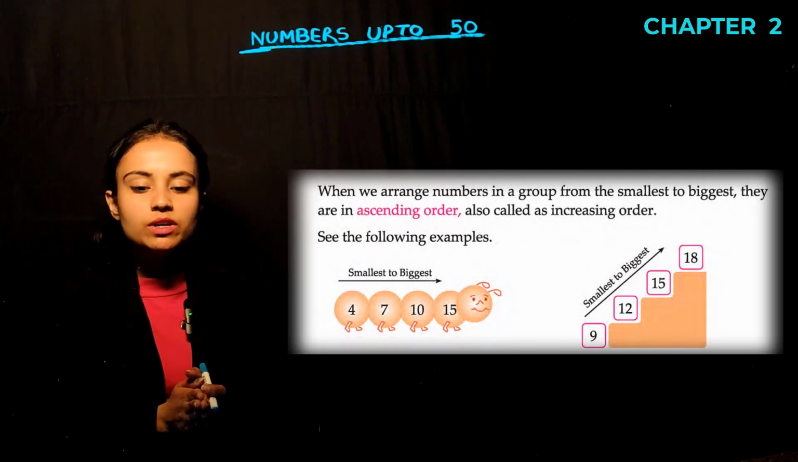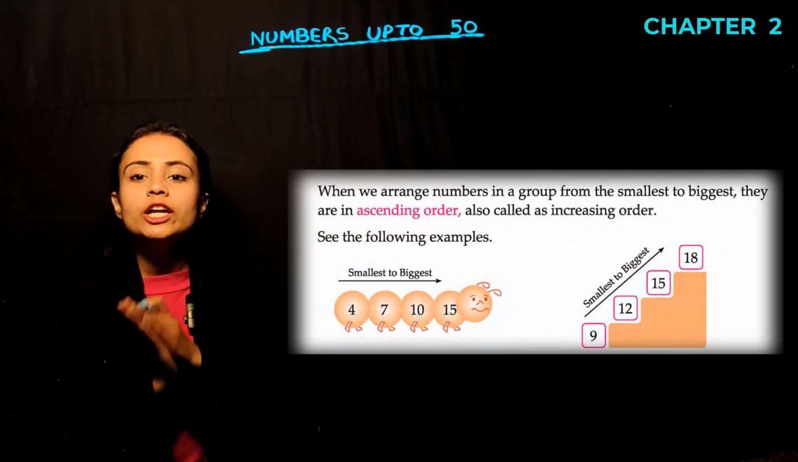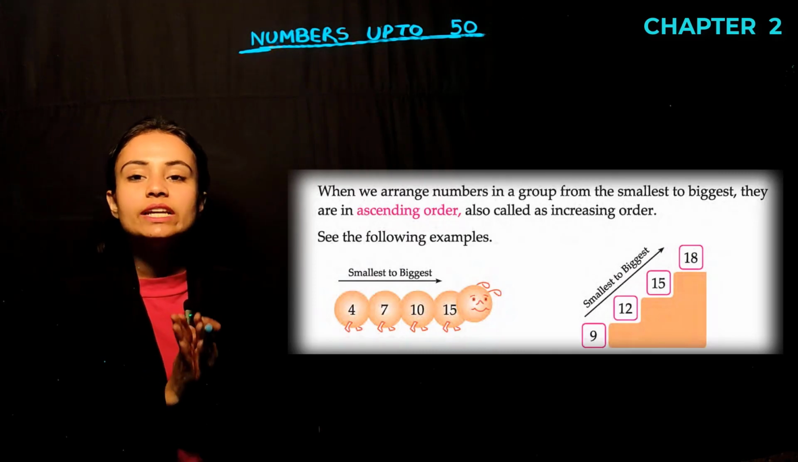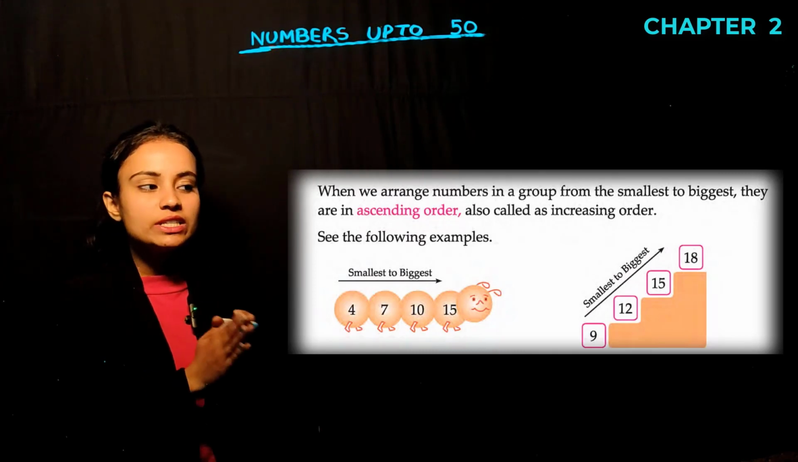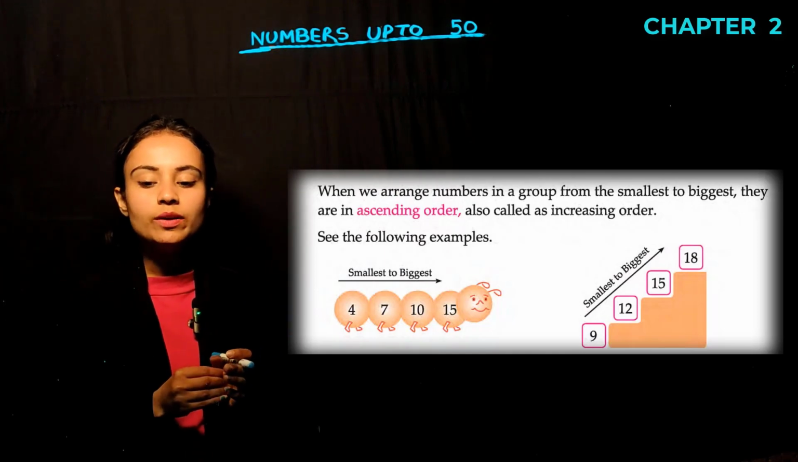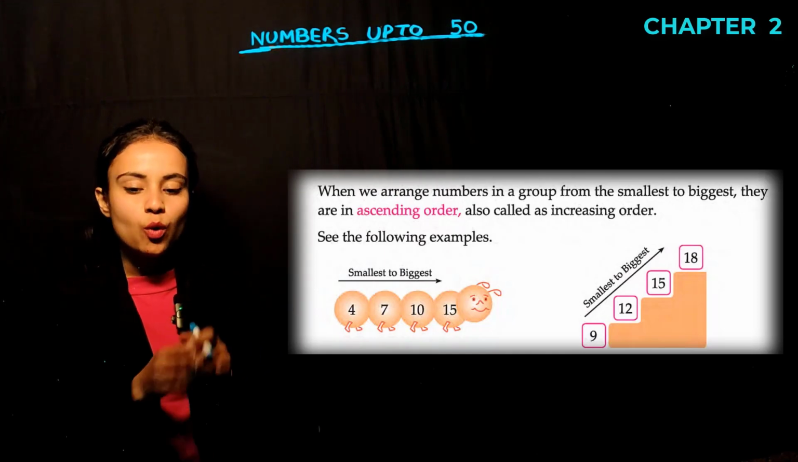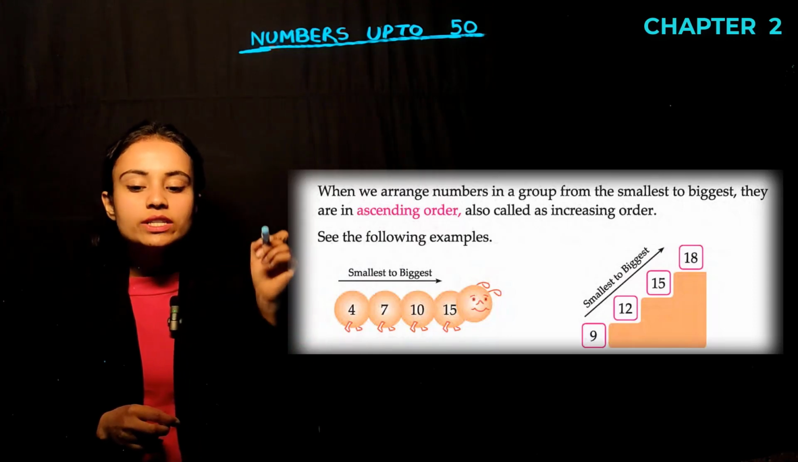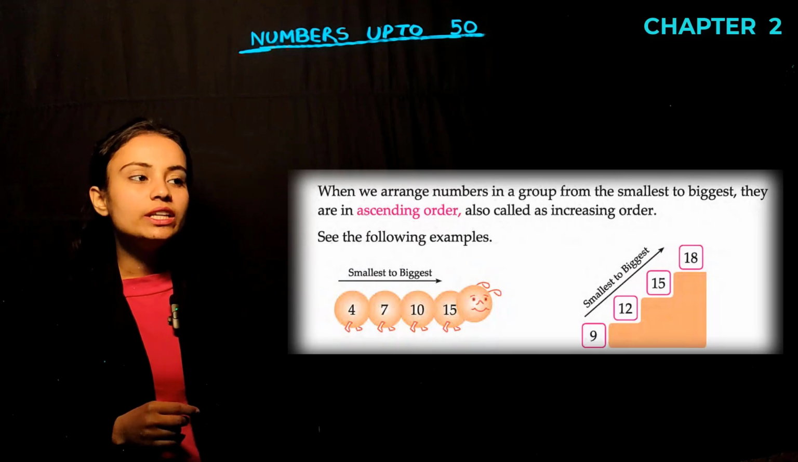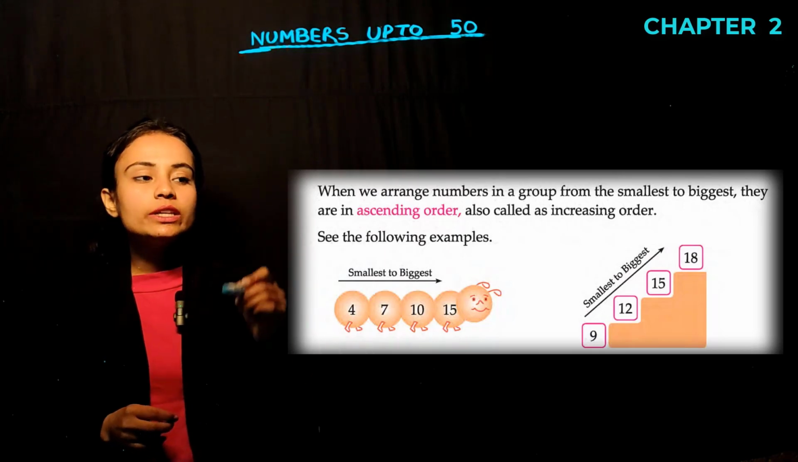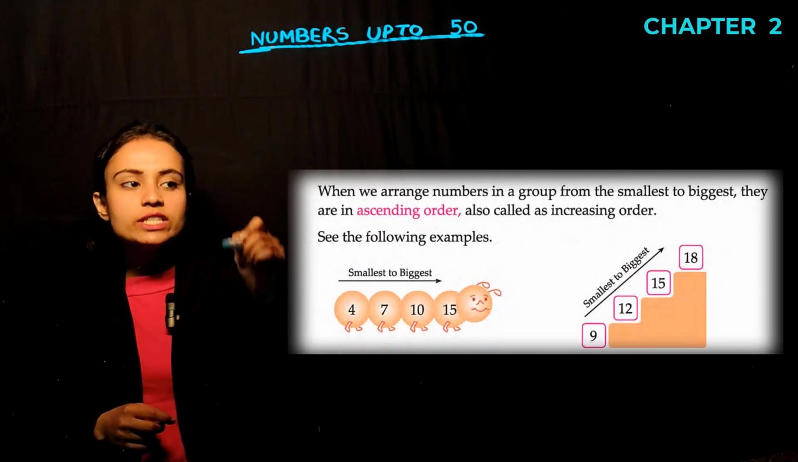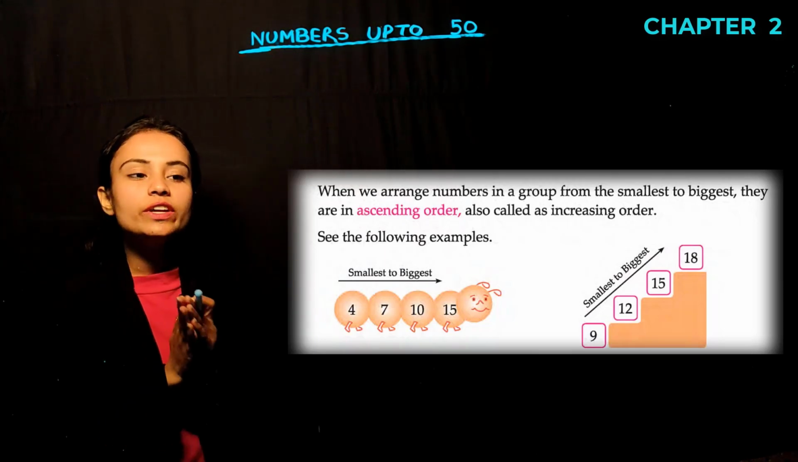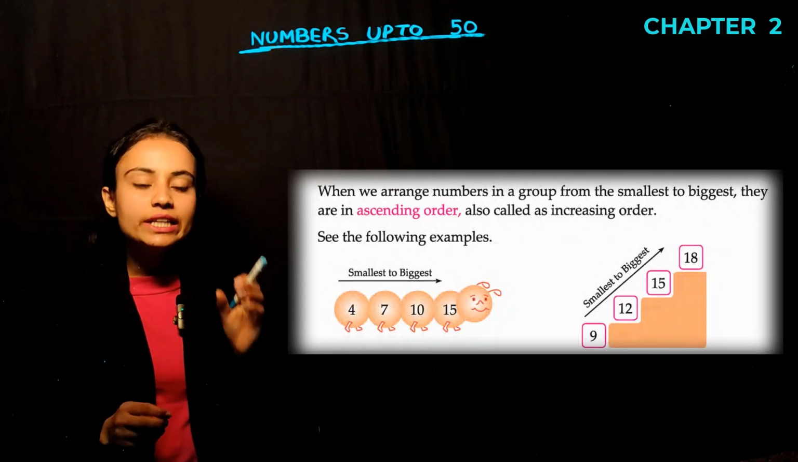When we arrange numbers in a group from smallest to biggest, they are in ascending order, also called as increasing order. Now see, some of the examples are given. Let's see the first one. Here 4 numbers are written: 4, 7, 10 and 15. Out of these 4, 4 is the smallest one and 15 is the biggest one. So these numbers are going from smallest to biggest. This type of arrangement is known as ascending order, or we can also call them increasing order.